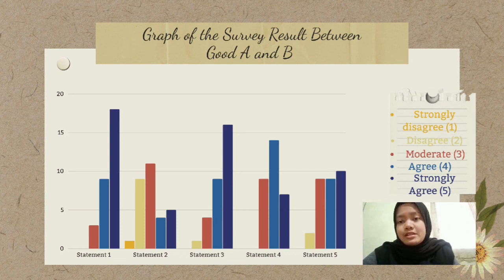For the fourth statement, the highest number of respondents stand agree, which are 14 out of 30 respondents, representing 46.67%, followed by 9 respondents who stand moderate, 30%, and 7 respondents who stand strongly agree, 23.33%. Besides, there are no respondents choosing strongly disagree or disagree.